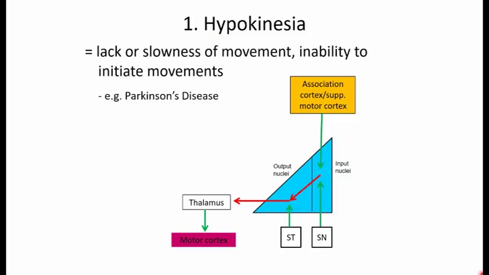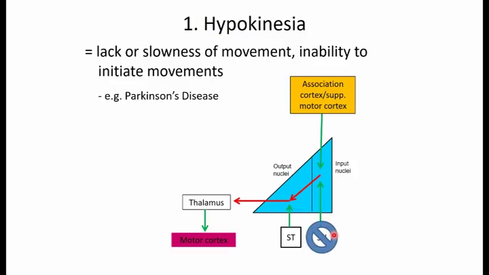Hypokinesia means a lack or a slowness of movement. Hypo means decreased or low, and kinesia means movement. So hypokinesia is a lack or slowness of movement or an inability to initiate movements. And Parkinson's disease is the common example of this. It's currently unknown what causes Parkinson's disease, but Parkinson's disease results in the degeneration of dopamine-producing neurons in the substantia nigra of the midbrain.